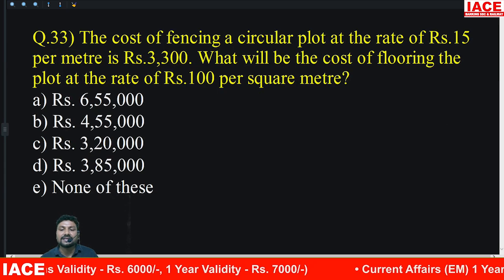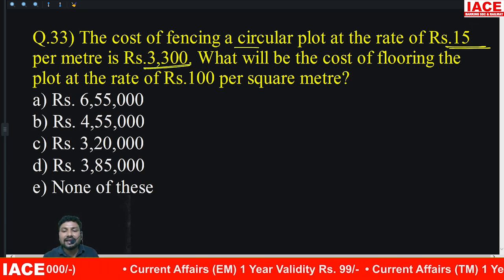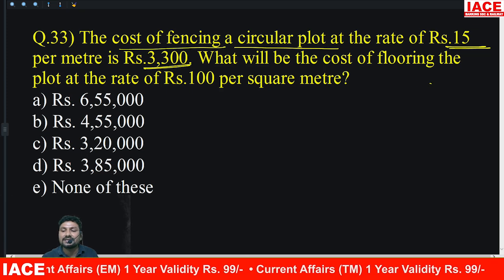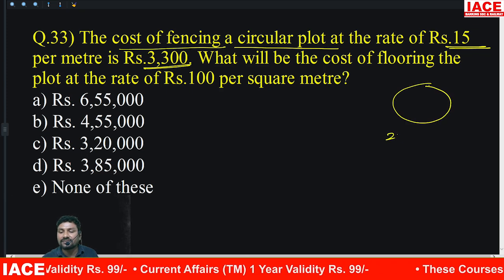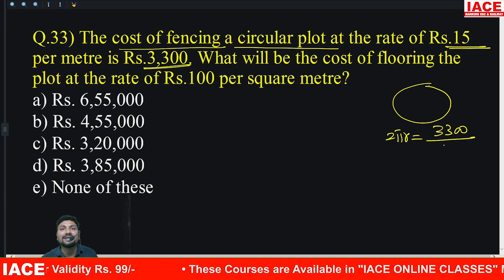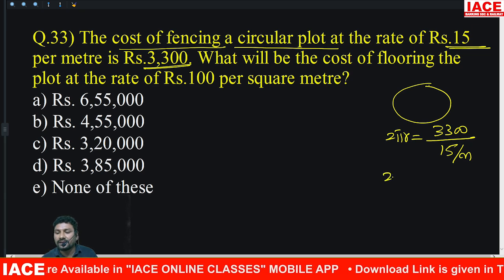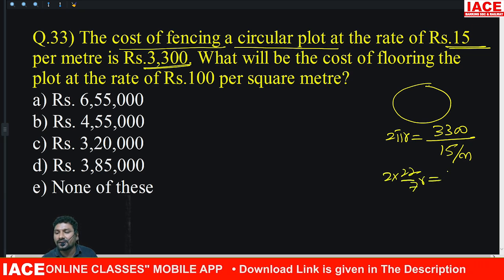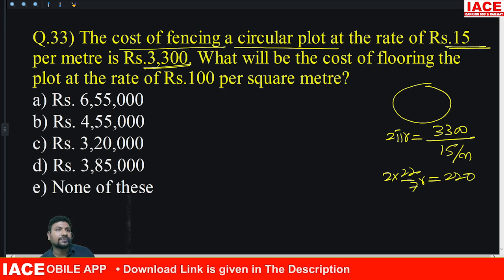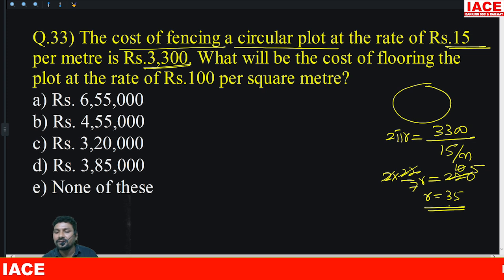The cost of fencing a circular plot at the rate of 15 rupees per meter is 3,300. Fencing of a circular plot means there is a circle. The circumference formula is 2 pi r. 2 pi r is how much expenditure? 3,300 expenditure. Each meter is 15 rupees, so how many meters are there? Then 2 pi r equals, you can write 22 by 7 into r equals 3,300 by 15. 15 2s are 30, cancel with 22, 22 10s are 220, and 2 to 10 is 5 times. Then r equals how much? 35. We are applying the circumference of a circle.